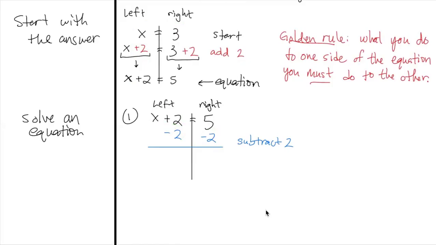Now, the reason I did that is because 2 minus 2, I'm going backwards, and I'm left with just that x again. So x equals, and then over here, 5 minus 2 is 3. And so my answer is 3. We already knew that answer. And so we can see there that we just had to go backwards.